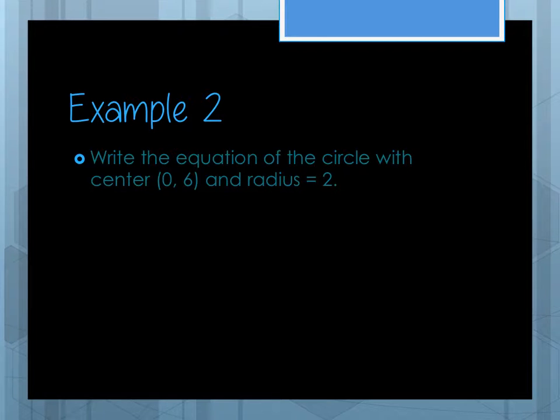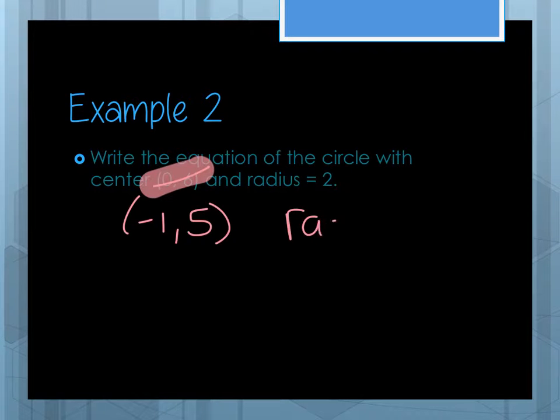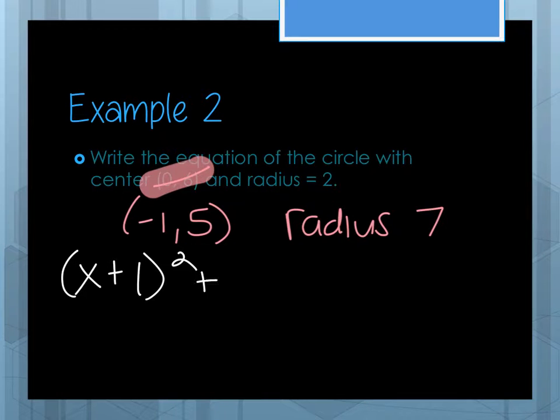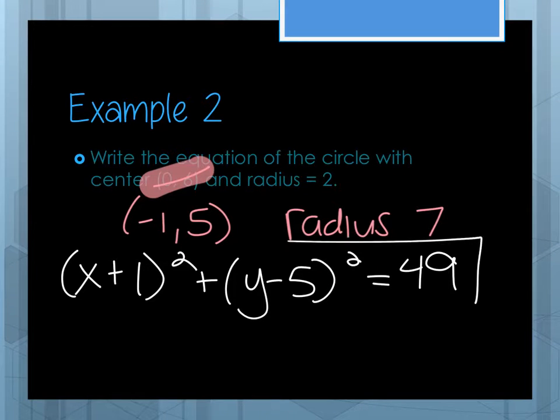So let's say that my center was, instead of 0, 6, let's say it was -1, 5, and the radius was 7. How could you find the equation of that circle? So given the center is -1, 5, and the radius is 7. Keep going, x plus 1 squared, plus y minus 5. Good. Which would be? 49. Good.